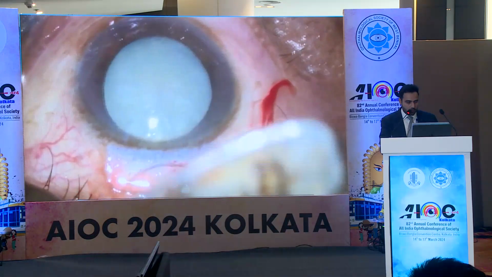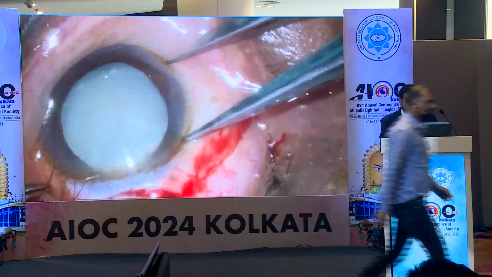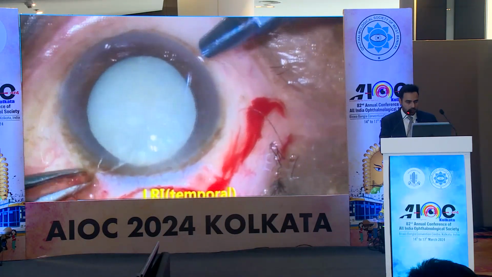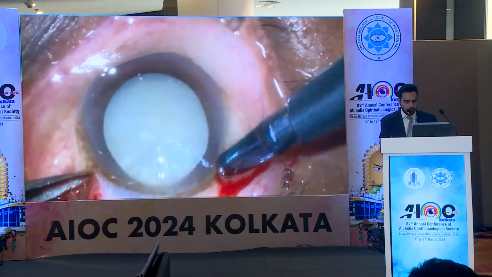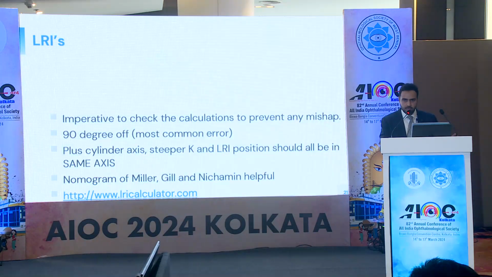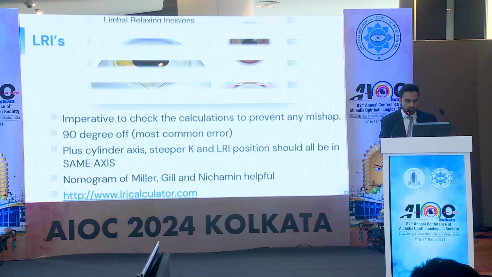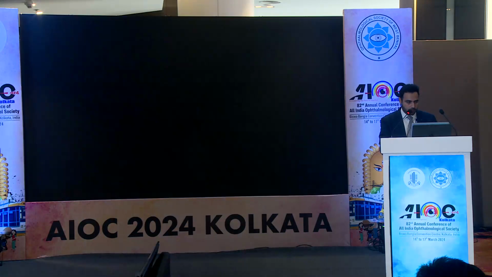After that, we usually have a guarded knife, which almost gives around 600 micron of depth, and we just give it in front of the limbus. So we usually give a paired incision. We can give another incision on the other side. So that depends on the amount of astigmatism that you have to correct. And there are multiple nomograms which we can use by Miller, Gill, and Nichamin. And also there is an online calculator with which we can get the amount of astigmatism that we want to correct, and they give you the amount of incision that you have to make.